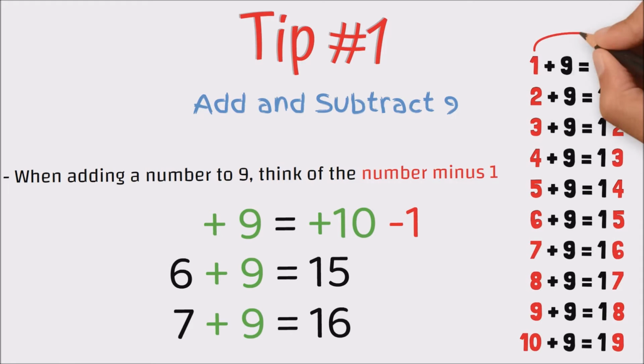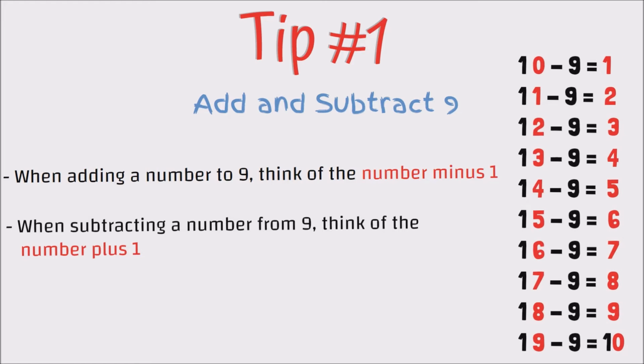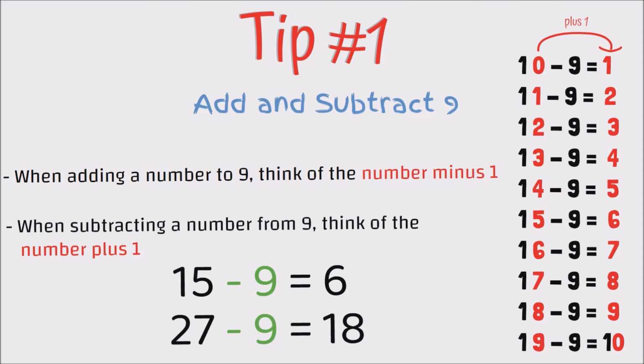Also note that I'm only focusing on the ones digits. This tip probably won't get you the entire answer, but combined with some of the other tips I will be discussing, it can definitely help. For subtraction, the process is similar in that I always think of the number plus 1. Again, some examples. So 15 minus 9, you think of 6. 27 minus 9, think of 8. So here's the shorthand version of what I just said. When adding 9 to a number, subtract 1 from the number, and when subtracting 9, add 1 to the number to get the ones digit.